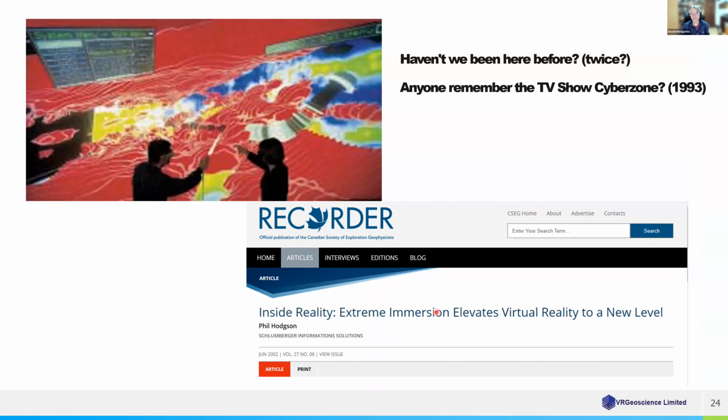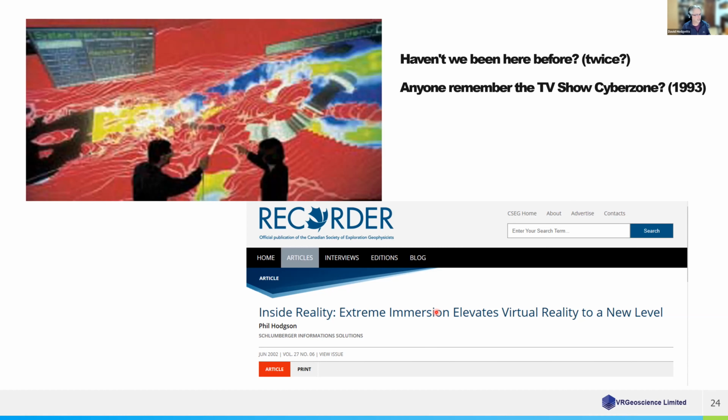But one thing I will say is that this idea of using VR and immersive visualization has been around for a long time. And we've been here before, twice in the past. Back in the 90s, in 1993, there was a game show on UK television called Cyberzone, which was based around using very early VR, with the kind of headsets that were about the size of a car. It was awful. It never got past 1 season, but that was actually using VR in a real setting.